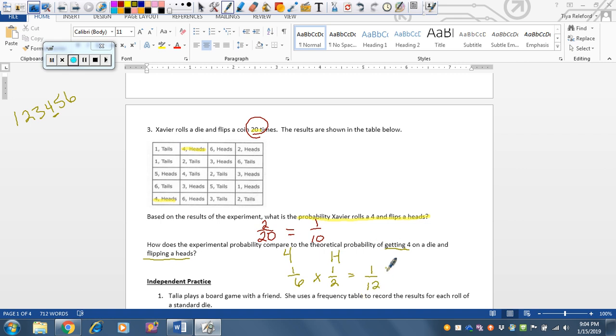Do you see how they're different? This is the experiment. This is what actually happened right here. This is theoretical. This is what should have happened. They're close, but they're not exactly the same.